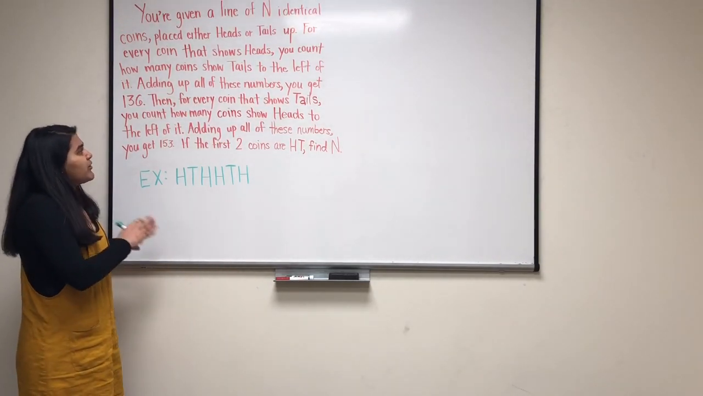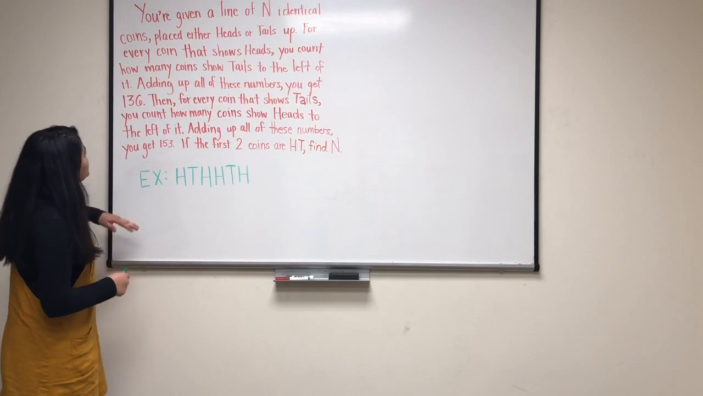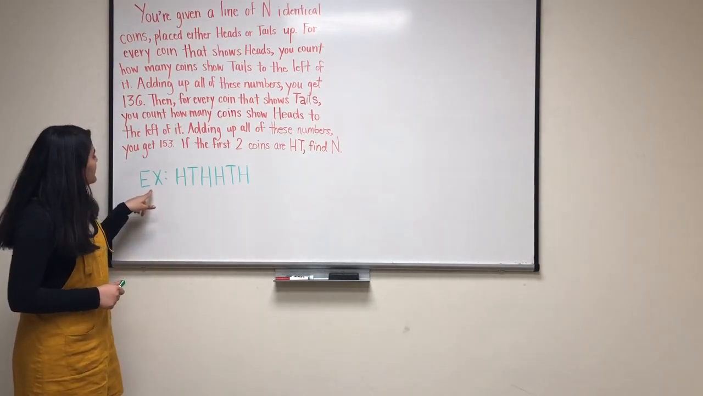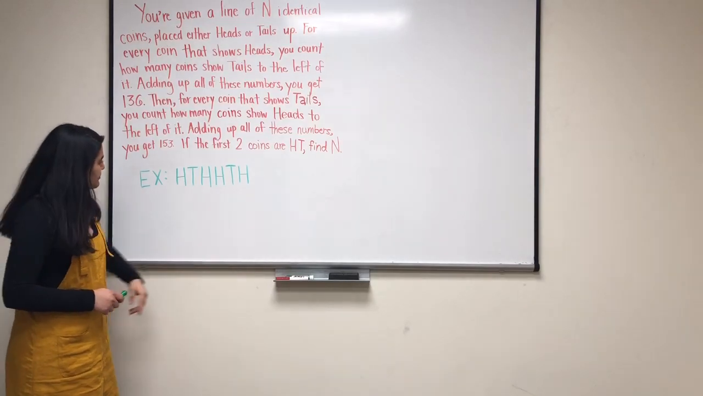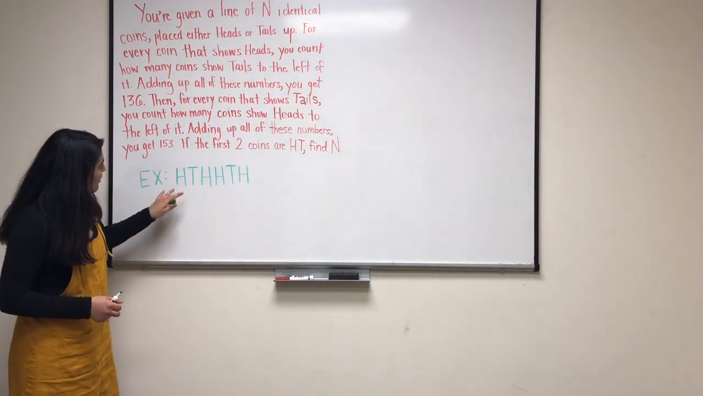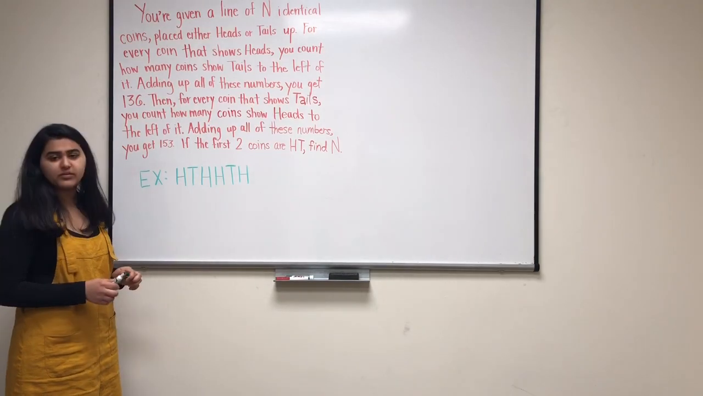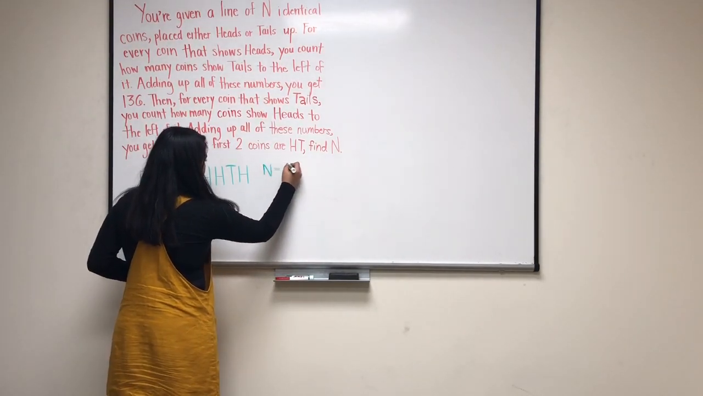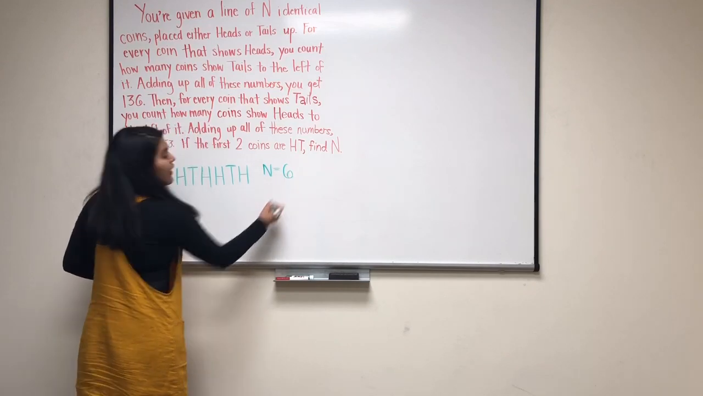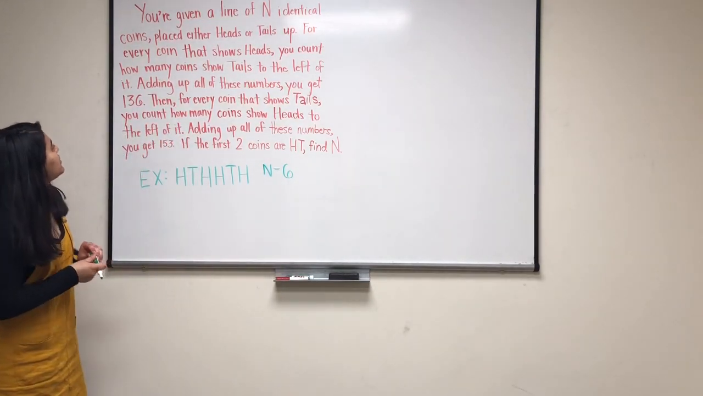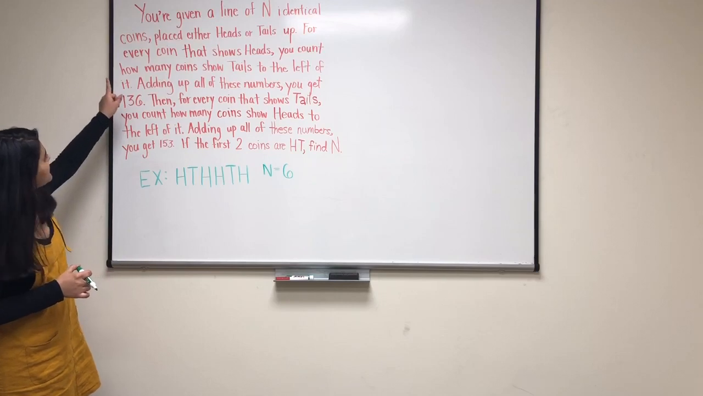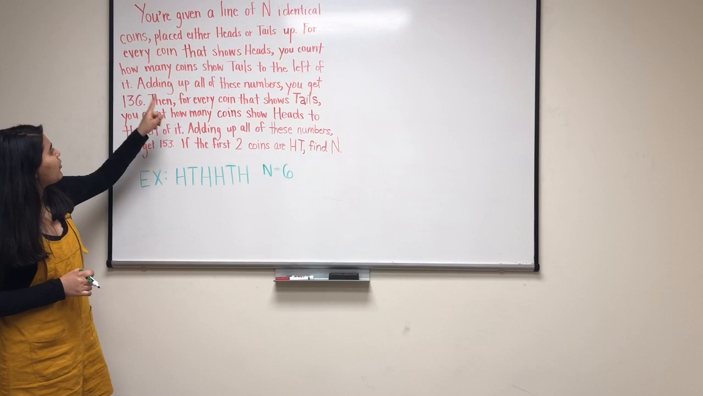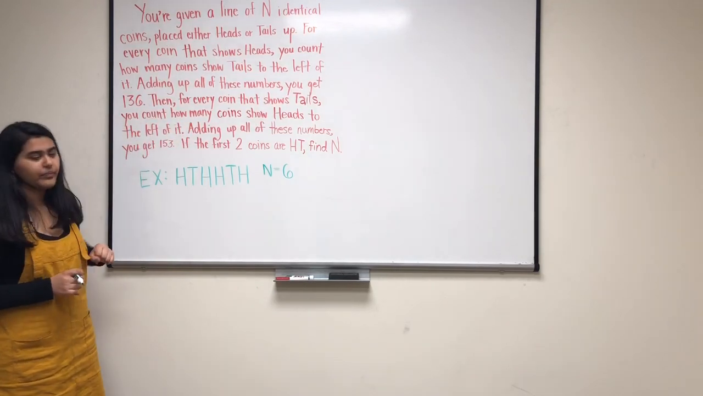Before we even worry about the problem, let's understand what these first few sentences actually mean. So here I have an example sequence of heads and tails. In this example, I have 1, 2, 3, 4, 5, 6. I have 6 coins, so my n is 6. And I'm going to go through the second sentence. It says, for every coin that shows heads, you count how many coins show tails to the left of it.